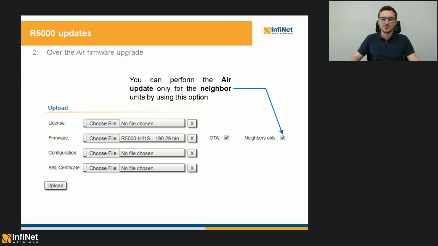If you want to upgrade only the neighbor devices of the unit, you can do this by checking the neighbors only box, as you can see in the picture. This means that the new firmware will be applied only to the units that are directly linked to the local unit through a radio connection.